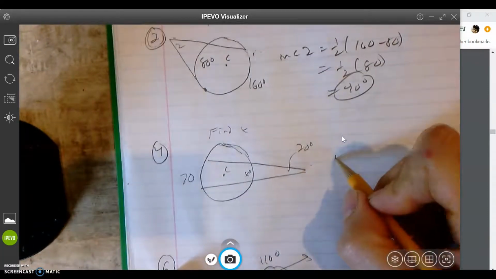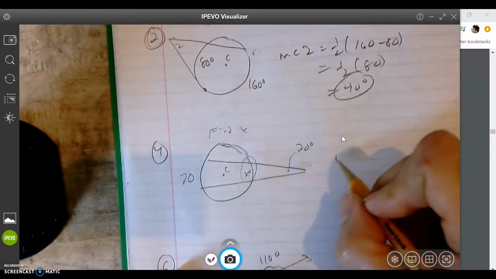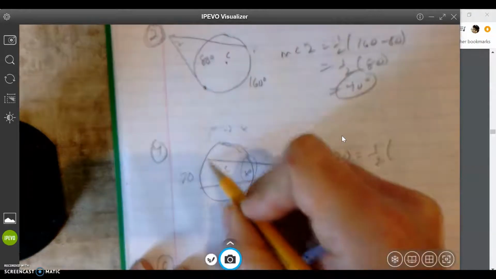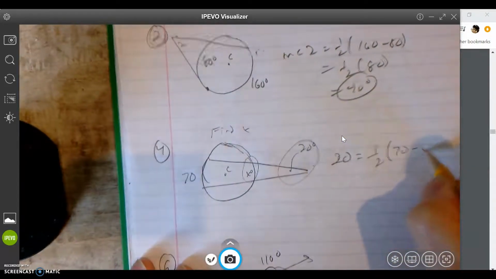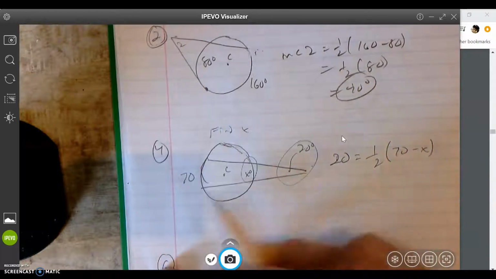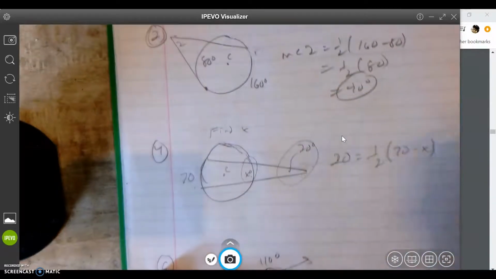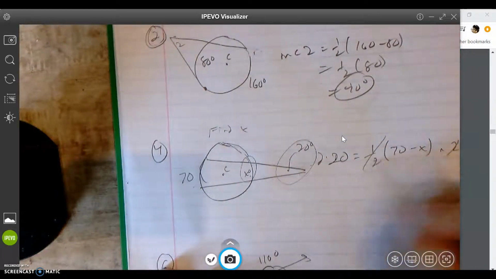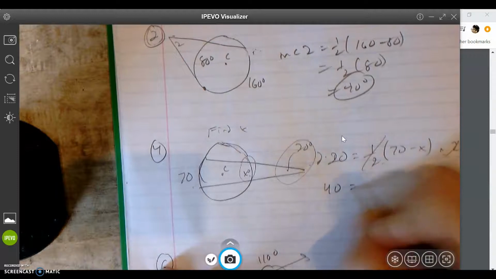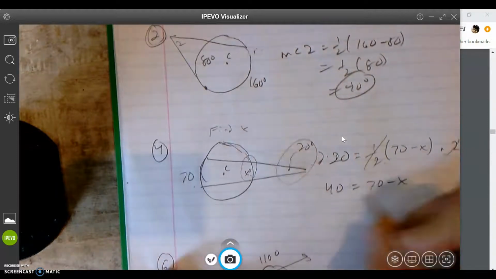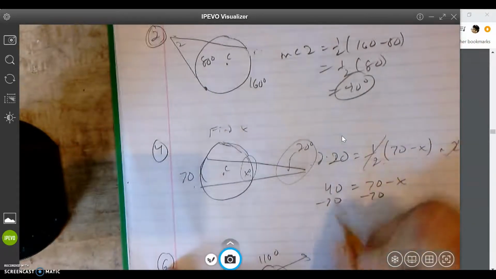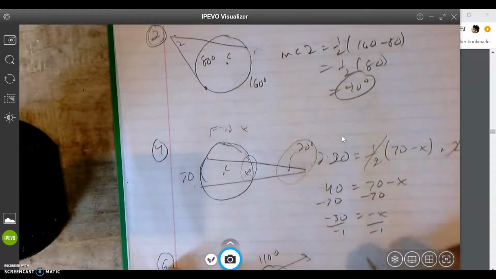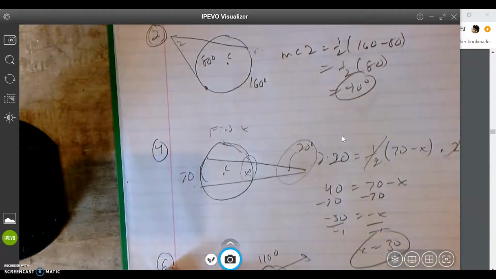So this is 20, right? This angle is 1/2 the big arc, which is 70, minus the x right here. So this minus this, 1/2 of that is 20. Times 2 on both sides, because 1/2 of 2 is 1. So 40 equals 70 minus x, and minus 70 gives negative 30 equals negative x, divided by negative 1. X equals 30. Got it.